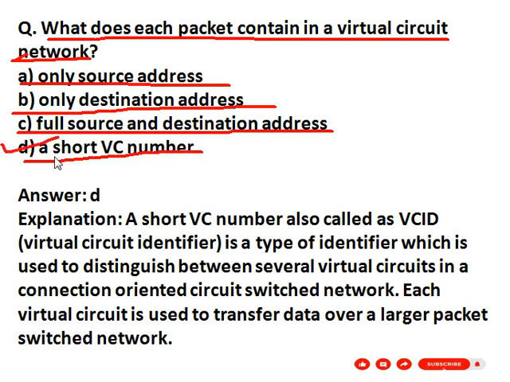So short VC number, also called as VCID, virtual circuit identifier, is a type of identifier which is used to distinguish between several virtual circuits in a connection-oriented circuit switch network. Each virtual circuit is used to transfer data over a large packet switch network. Next question.